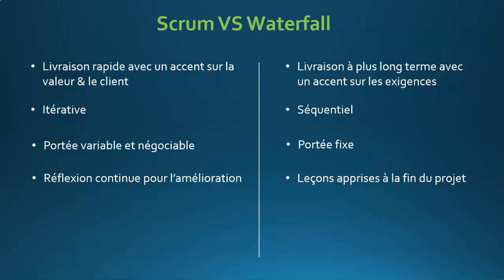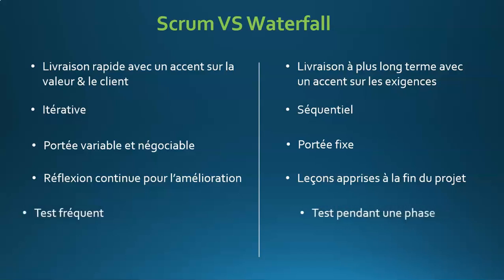In the fourth point, we will see the continuous reflection for improvement and the lessons learned at the end of the project. In Scrum, we have a continuous reflection, which is done throughout the project, during the sprint, and so on. In Waterfall, we meet at the end of the project to talk about what could have been done differently or what can be changed for the next project, and that can be wasted time.